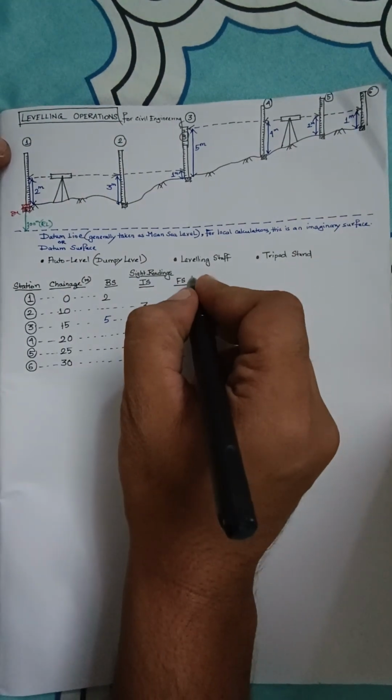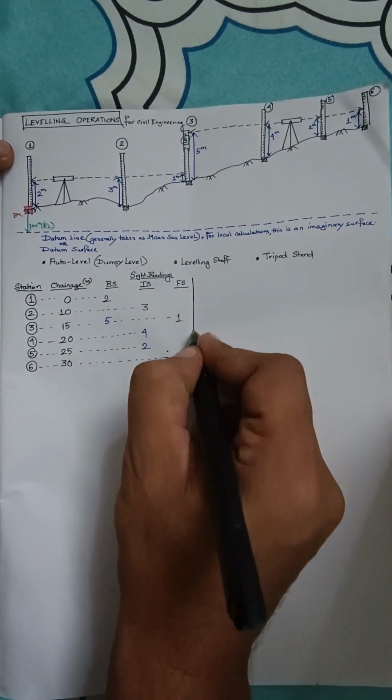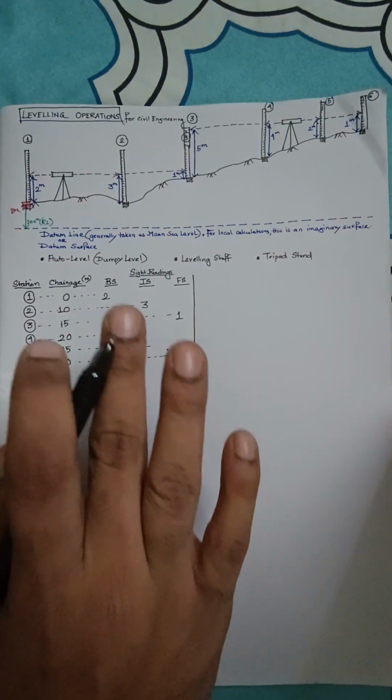So as you can see over here, we have sorted the observation. Now it is our time to actually sort it in two different ways. Now, how do you actually sort this numerical? This set of observation can be sorted in two different ways. One we call the height of instrument method, and the second one we call the rise and fall method. I'll write down the spellings for you.